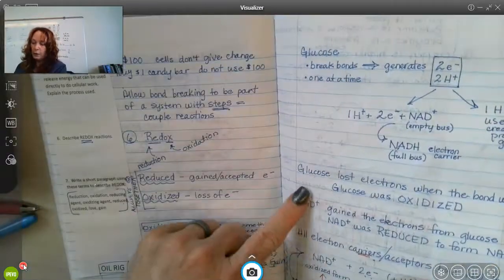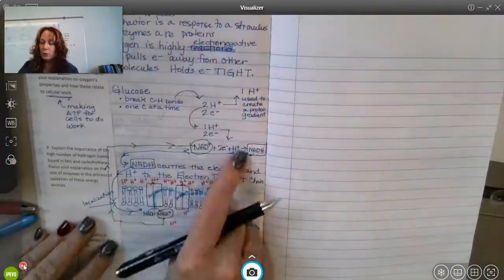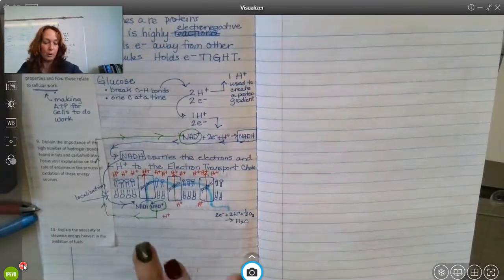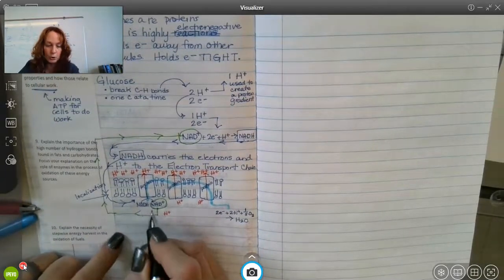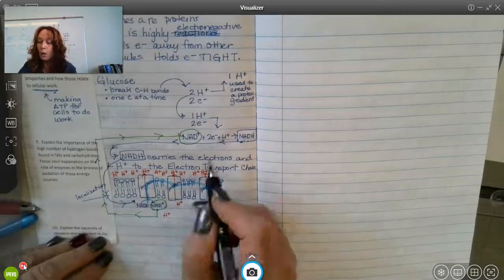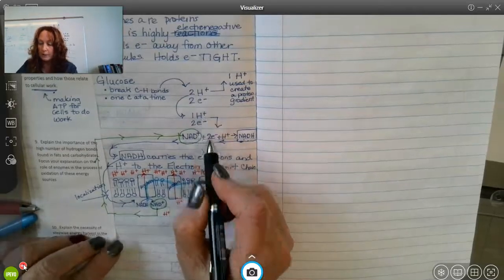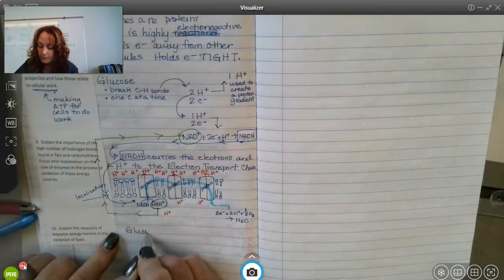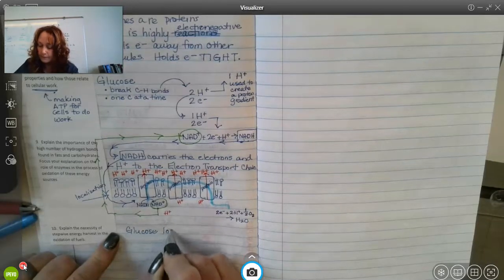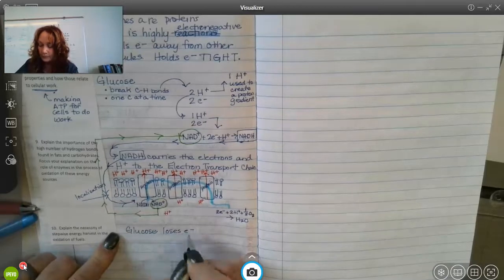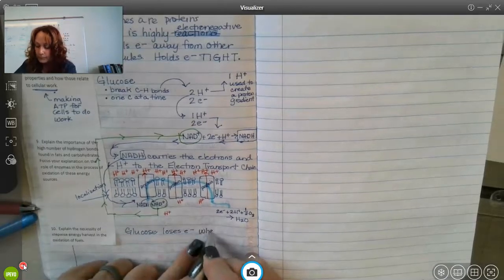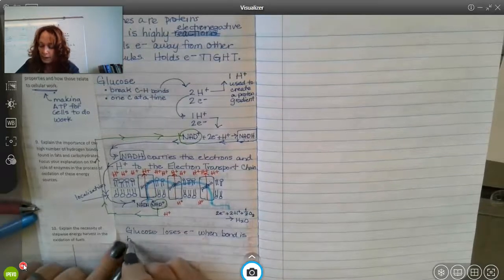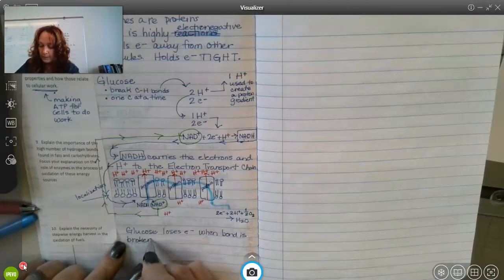It's over here. So now let's do the rest of this story, which now there's more to it, but this is a good part of it. So we're going to write the rest of it. So our story was, we'll just briefly write it. Glucose loses electrons when the bond is broken. Now it's one bond. We're doing this one at a time.